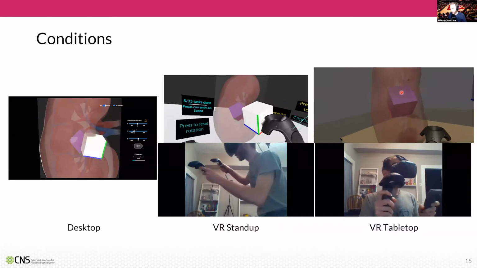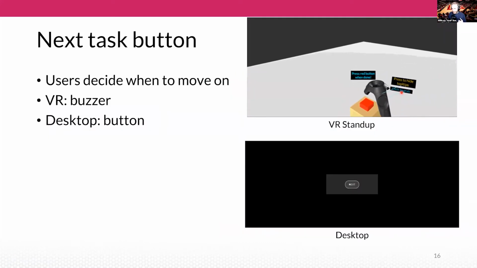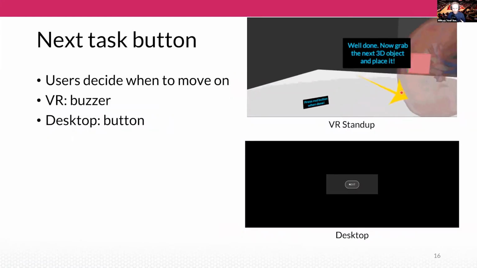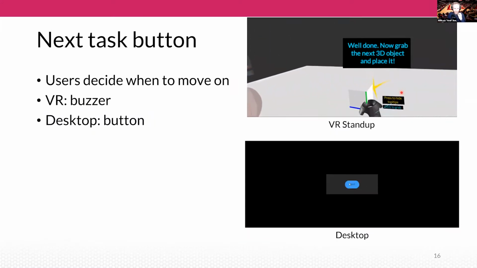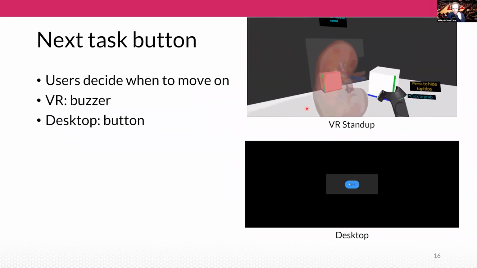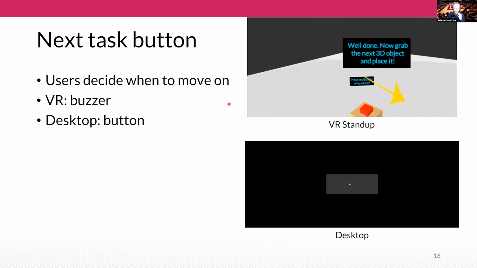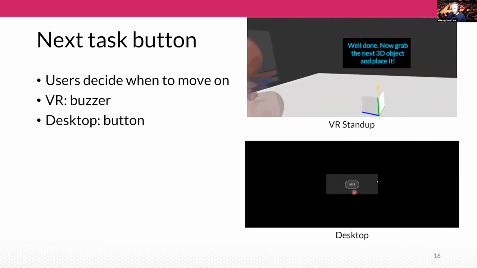The kidney rotates. The users indicate themselves when they want to move on. So in VR, they have this little buzzer button. It's like a little red button that you're going to see the user press here in a second. Very physical feeling. And then the desktop is just the next button.